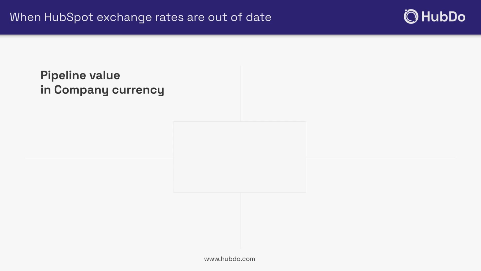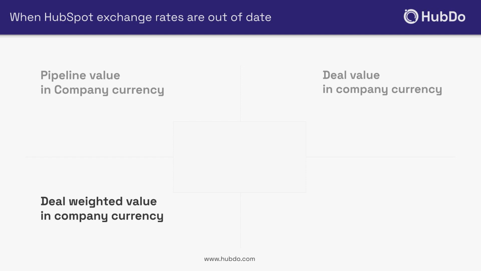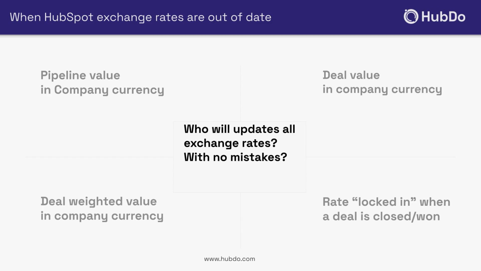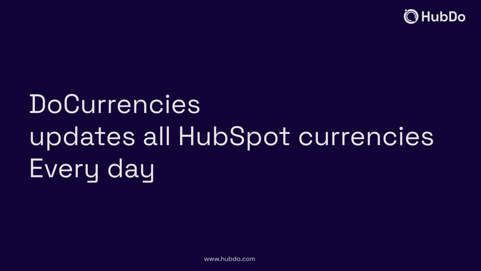But it's a manual process, and exchange rates go out of date fast, which means that your pipeline value in company currency is old, your deal value is old, your deal weighted value is old, and the rate locked in when a deal closes is simply wrong. So somebody must update your currencies with no mistakes, or add DoCurrencies to update all your exchange rates every day.